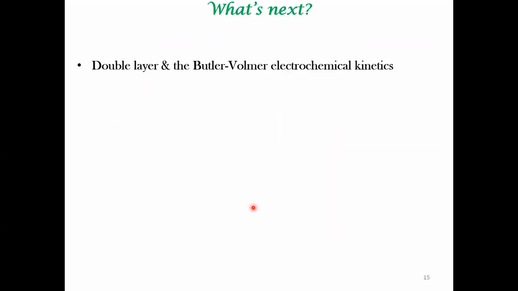All right, so we will wrap up, and in the next lecture, we will look at the structure of the double layer in the electrode-electrolyte interface, and we'll get started on electrochemical kinetics. The most fundamental equation relevant to electrochemical kinetics is called the Butler-Volmer equation. We will look into that in the next lecture.